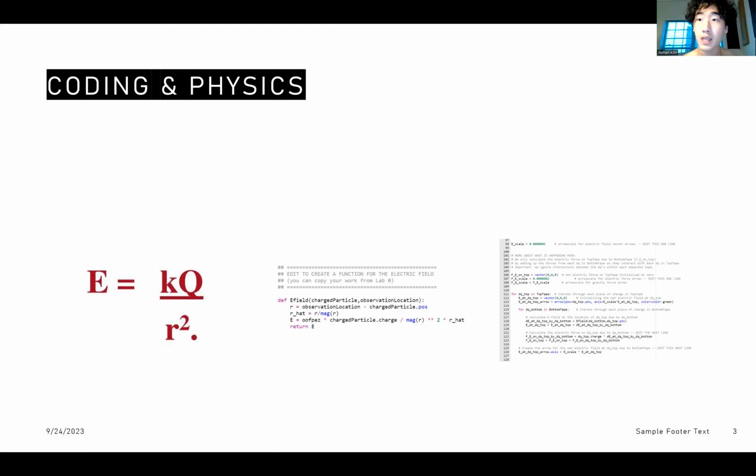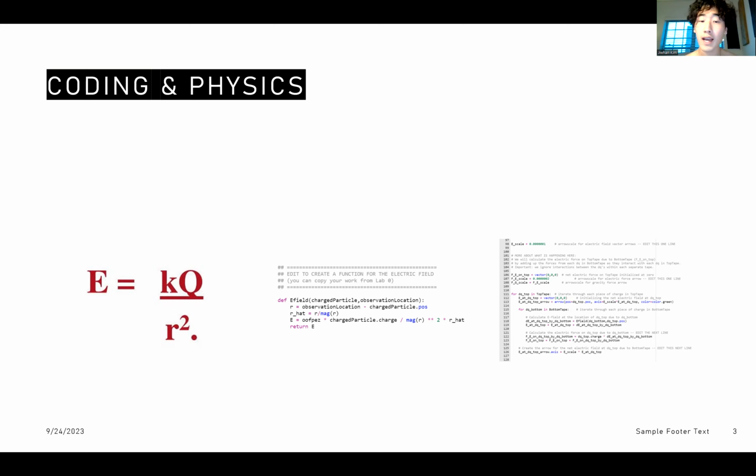So basically, the first thing that I had to edit from the code was adding the code from the first lab, which was basically the simple E field equation, which I have shown here before. It's E equals KQ over R squared multiplied by R hat. And I have successfully done that by adding that into my code. R equals observation location minus the charge particle's position.